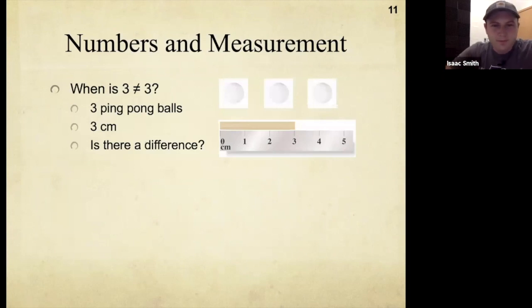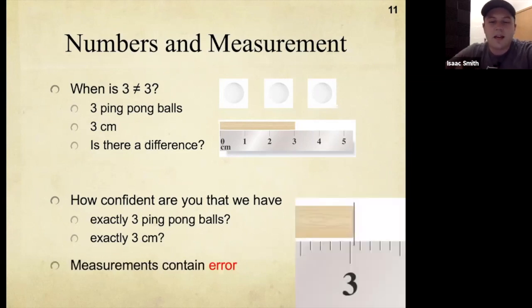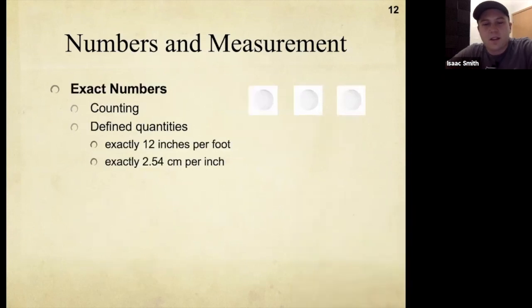Okay, so we kind of talked about the ping pong balls and the 3 centimeter measurements. So how confident are you that we have exactly 3 ping pong balls? I'm very confident. How confident are you that we have exactly 3 centimeters? I'm not confident, okay? And so measurements will contain error. If you're counting something, it doesn't contain error, right? Unless you count wrong. But for the most part, there's not really room for error. Measurements, though, they do contain error.